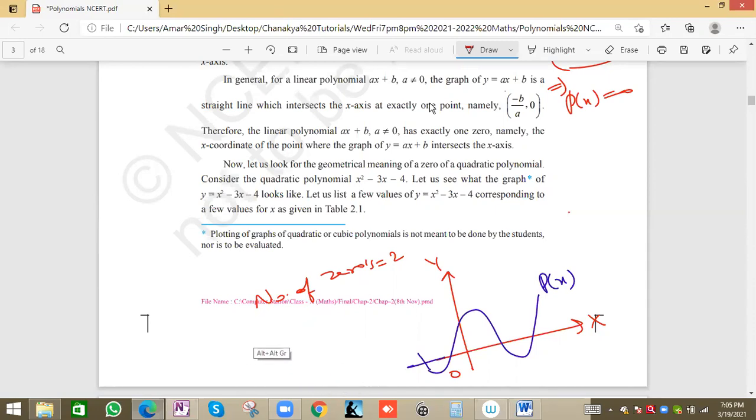Sir, I say 4. Okay, Samrat is saying 4. I think it's 4. It's 4, sir. Steve is also saying 4.